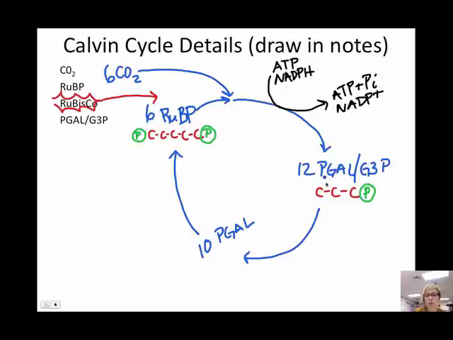Now, where did those other 2 PGALs go? Those 2 PGALs are going to be the products of our process here. PGALs have 3 carbons, and those 2 PGALs become a 6-carbon molecule. The most common one it becomes is C6H12O6. So it takes 2 PGALs to make C6H12O6, and that's it. That's how we make glucose that is stored in plant cells and used to make the plant grow.